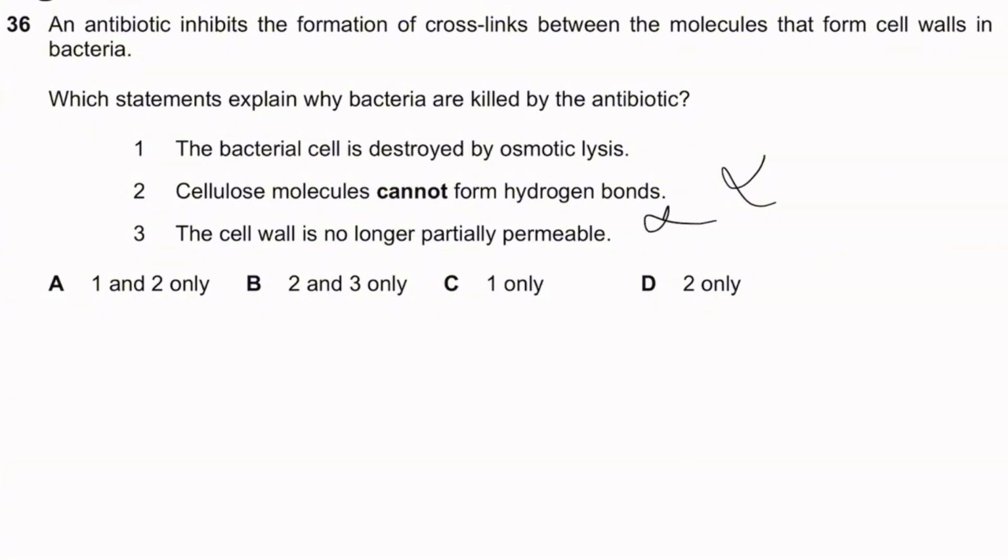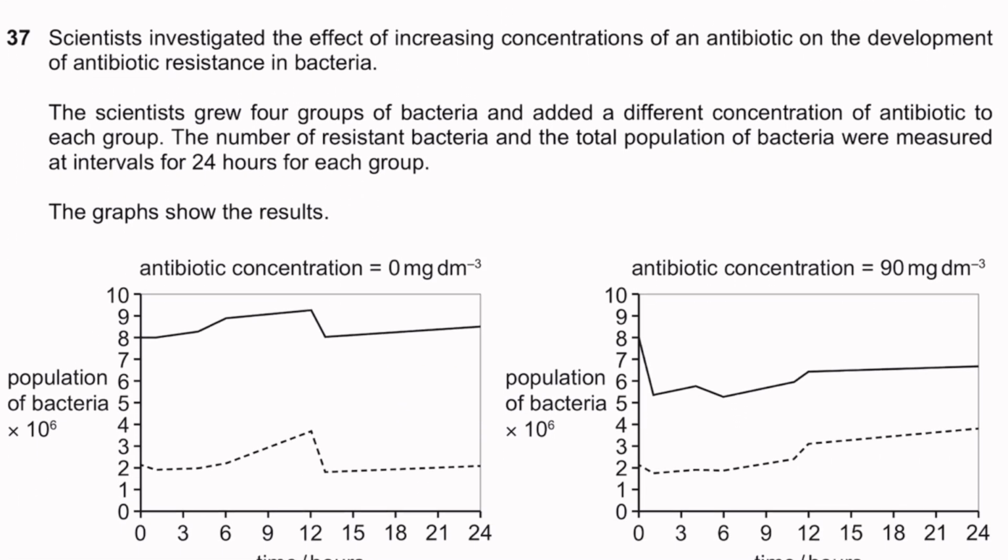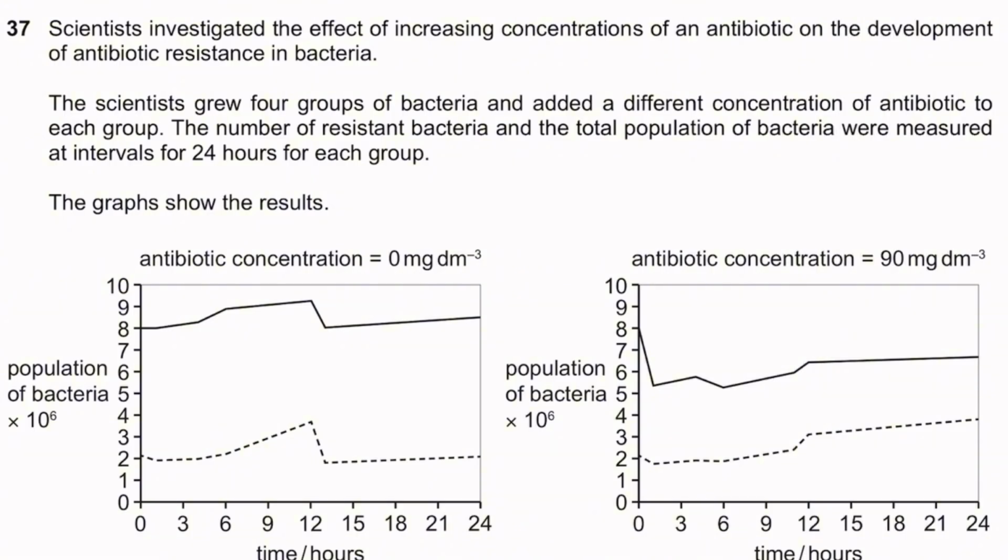Number 1 says the bacterial cell is destroyed by osmotic lysis. That is true. Usually lysis will not happen in cells that do have cell walls, but it becomes true once the cell wall is damaged, as in the case of the bacteria here. So yes, 1 only.